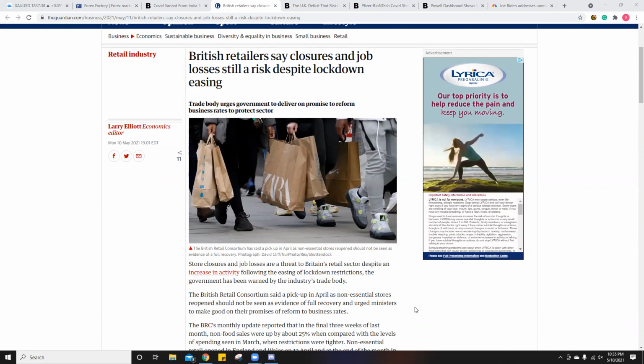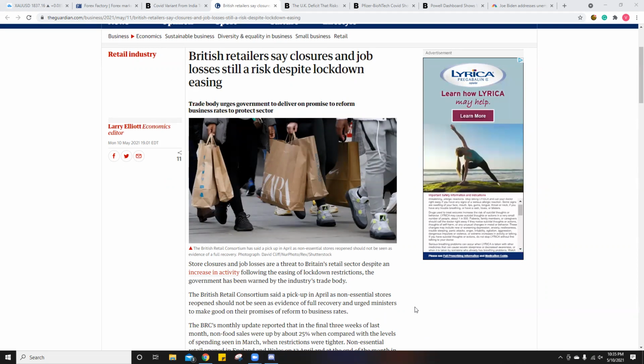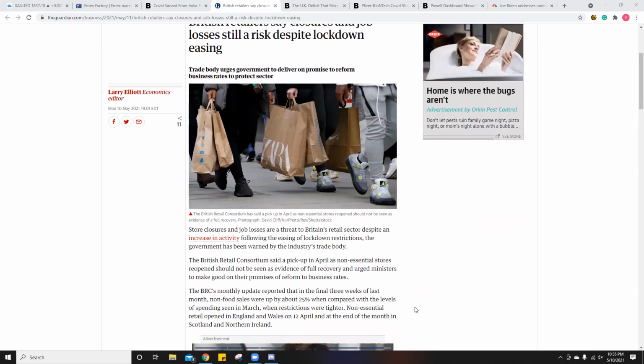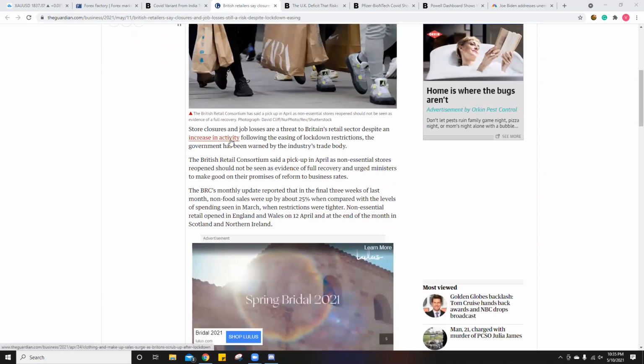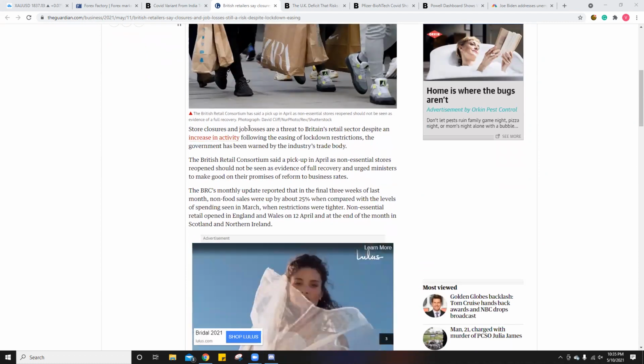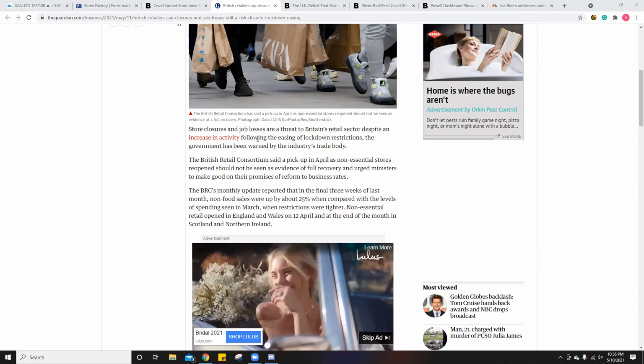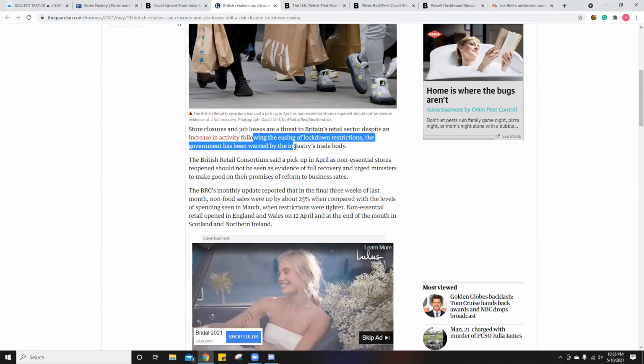A lot of the shopping has been happening online, and it's not just the UK, it's the US as well, Japan as well, India as well, because of the lockdown. People couldn't really go out much. There was, for example, low capacity in malls and things like that. There are still people going into malls, but not as much, with a lot of the shopping being done online. So that brings in the optimism from the retail side. But now store closures and job losses are becoming a threat to Britain's retail sector, despite an increase in activity following the easing of lockdown restrictions.